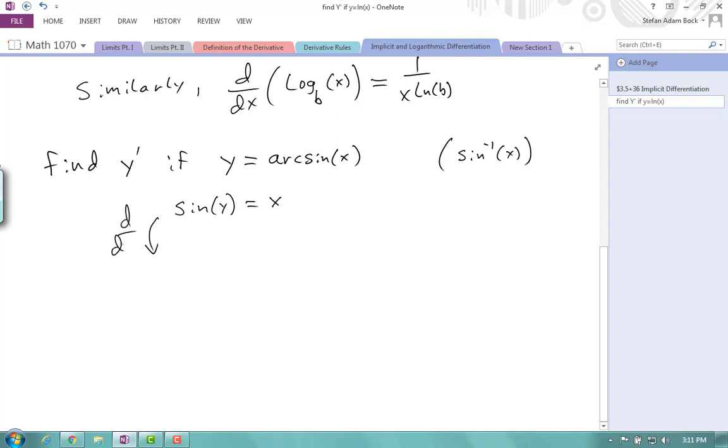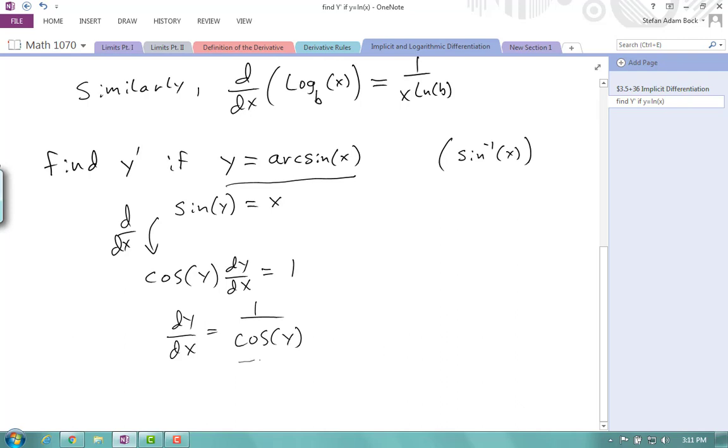And I know this derivative, so I'll do it. d/dx of sine of y is going to be cosine of y dy/dx equals 1, which means my dy/dx is equal to 1 over cosine of y. Now I did this without saying anything on the log problem, but since I was given a problem with a function of x, I should give an answer with a function of x. So the problem is, how do I get x's back out of this cosine of y?